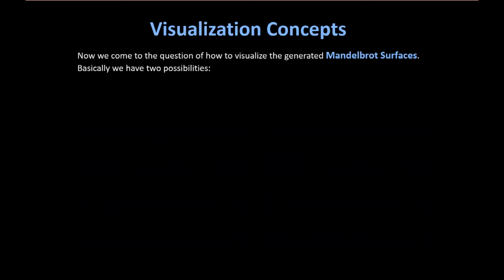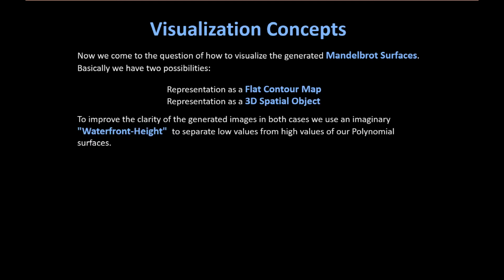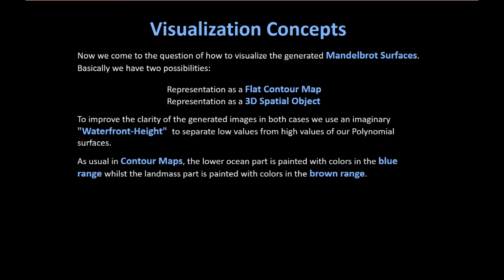Now we come to the question of how to visualize the generated Mandelbrot surfaces. Basically we have two possibilities. Representation as a flat contour map. Representation as a 3D spatial object. To improve the clarity of the generated images in both cases we use an imaginary waterfront height to separate low values from high values of our polynomial surfaces.